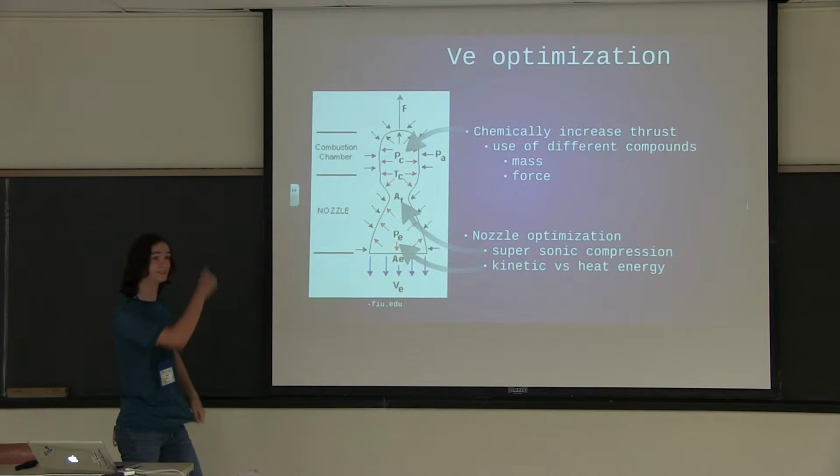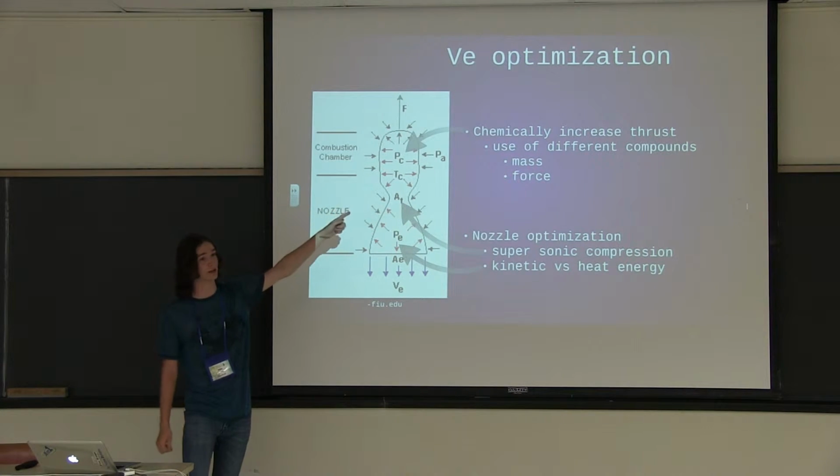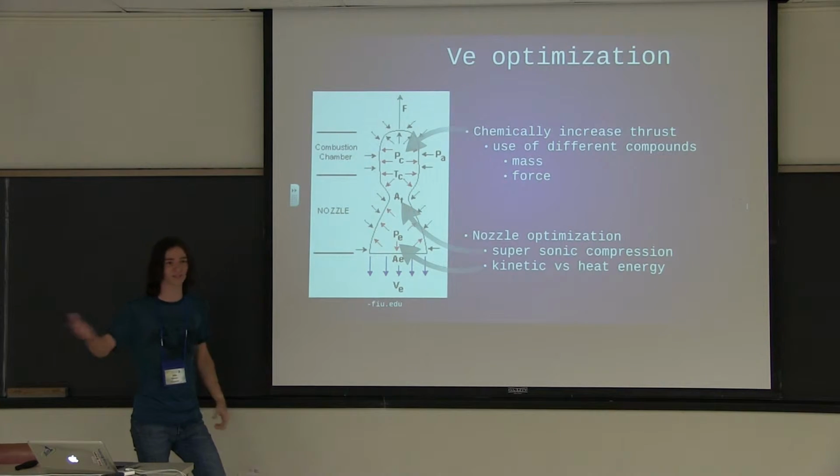We can also optimize the VE term, not the mass term, by doing chemical stuff that I'm going to talk about in our next slide, or actually nozzle optimization. You know, we learned about this in class. You get supersonic, and you also want to make sure you have the right shape to convert most of your energy into kinetic energy, not heat.